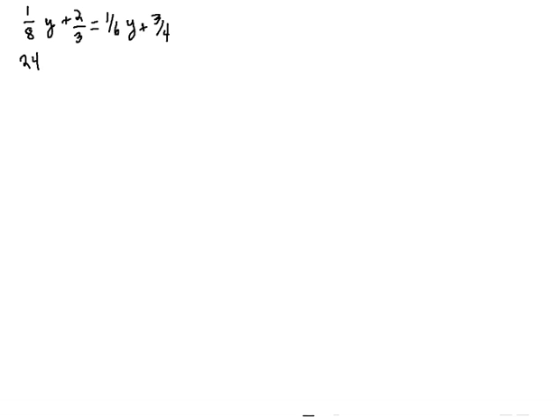So 24 times this side, times (1/8 y plus 2/3), close parenthesis, equals 24 times the other side. Remember, we can always do that, multiply both sides by something that isn't 0. So (1/6 y plus 3/4), close parenthesis. Now we'll distribute that 24 through.